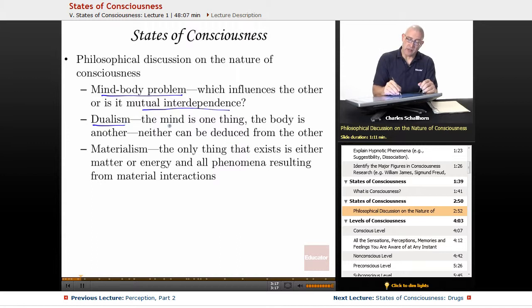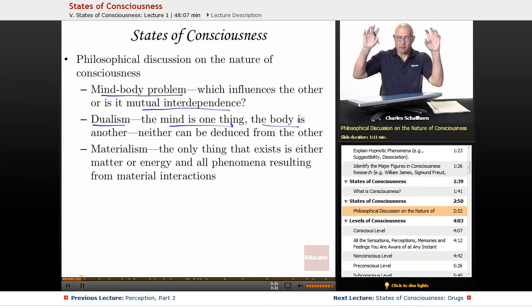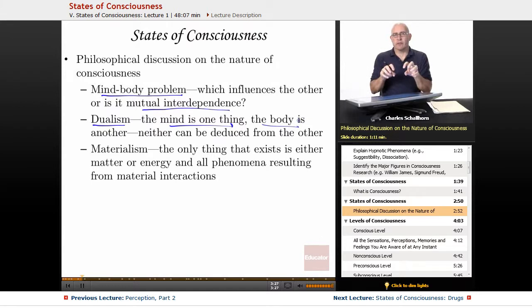Dualism is the idea that the mind is one thing, it's over here, and the body is another, it's over here. And they're not really connected. They are dual. They are separate from each other. Neither can be deduced from the other. Just because you have a body doesn't mean that you're necessarily going to find a mind there.